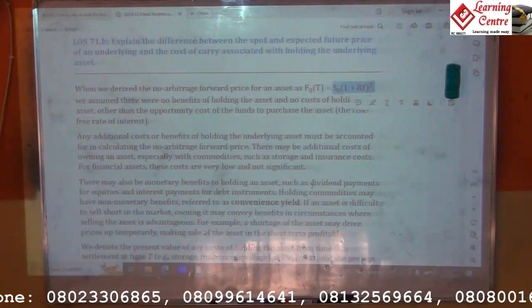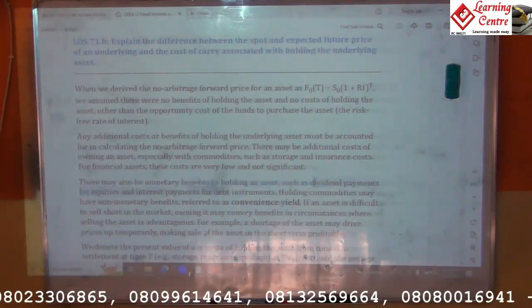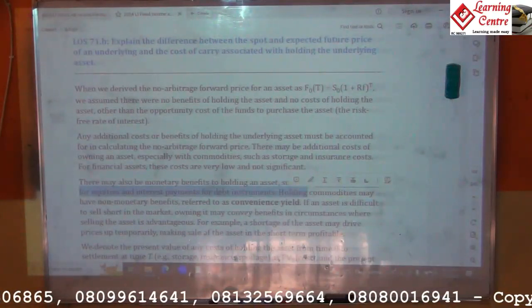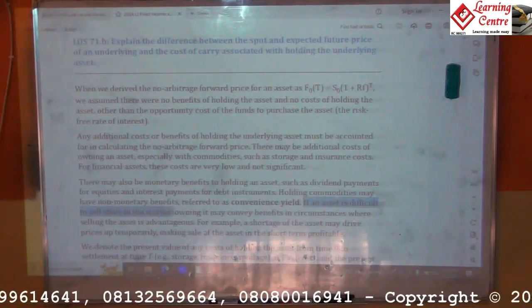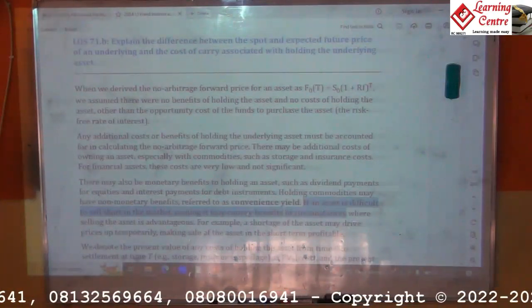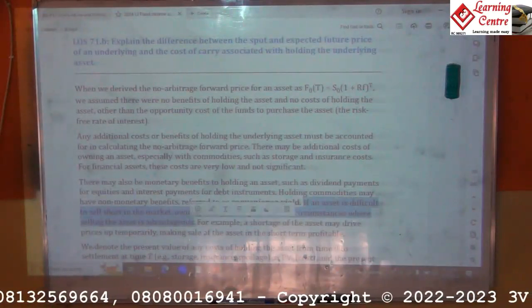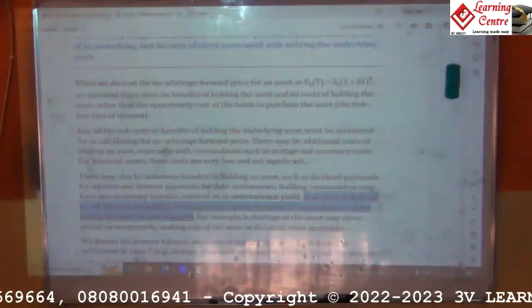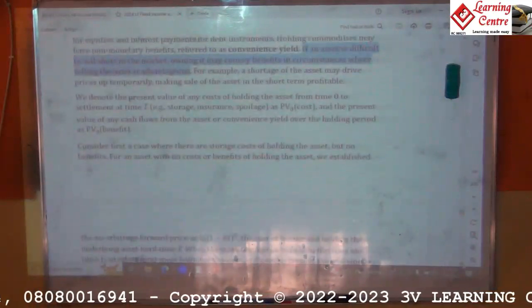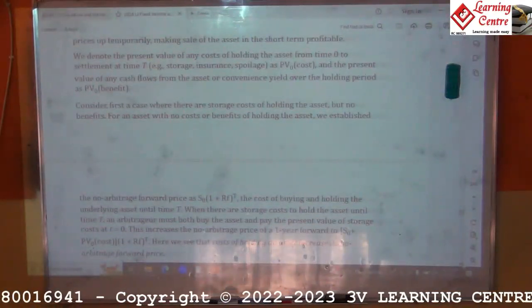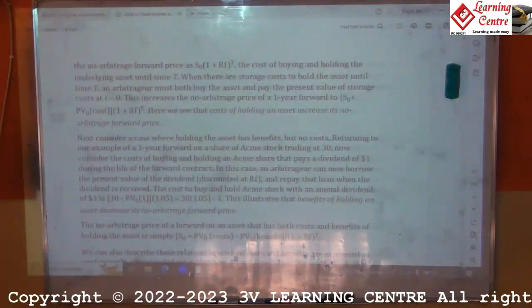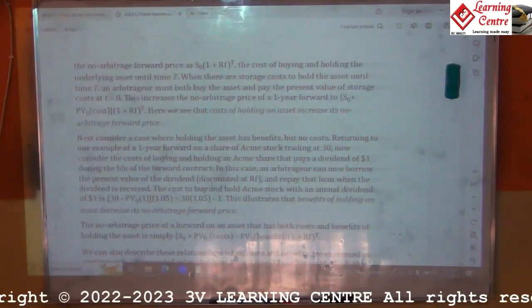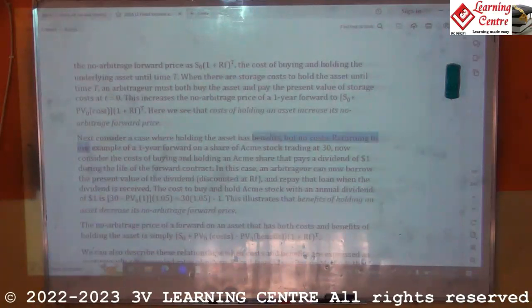So for these benefits, holding commodities may have non-monetary benefits such as convenience yield. If an asset is difficult to sell short in the market, owning it may convey benefits in circumstances where selling the asset is advantageous. So let me go to one example that we have. Consider a case where we may have benefits but not cost.